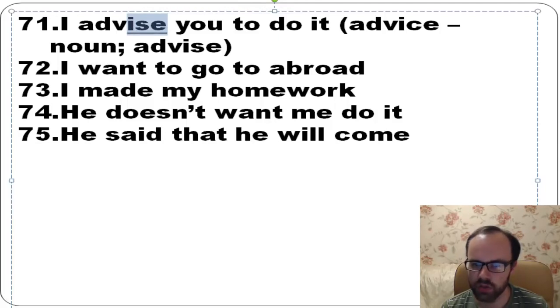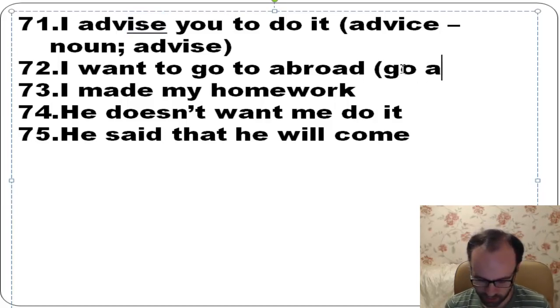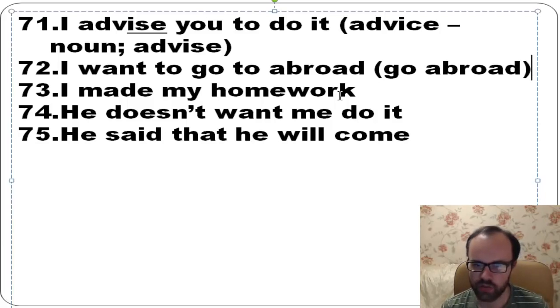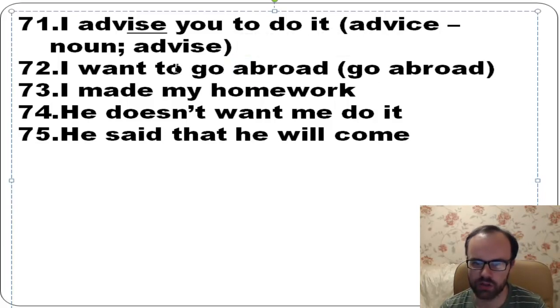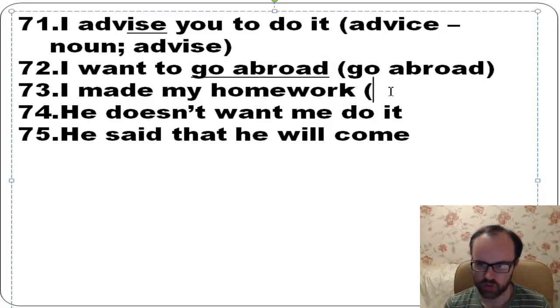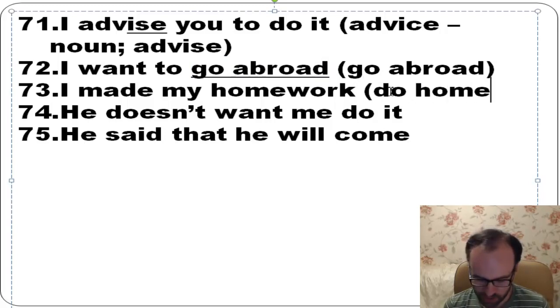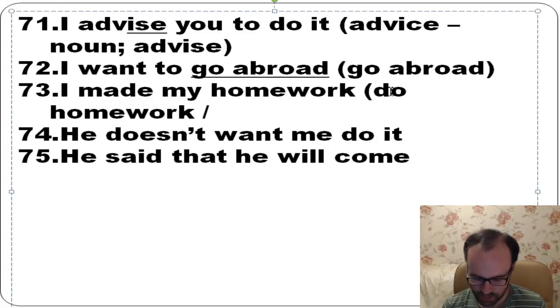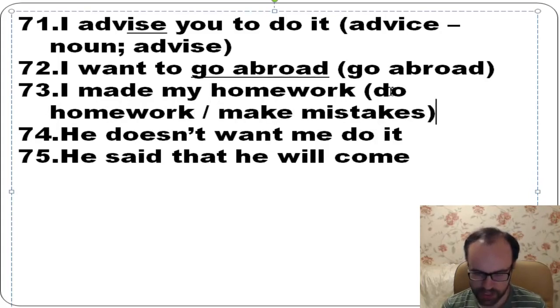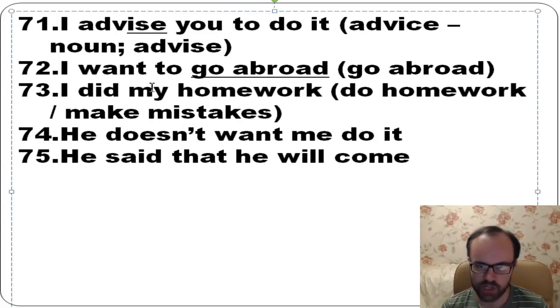Next, I want to go to abroad or to another country. Say, I want to go to another country. Remember this phrase, go abroad, without to. You don't need to. So, I want to go abroad. Next, I made my homework. So, do or make? We say do homework, but make mistakes. So, I did my homework.